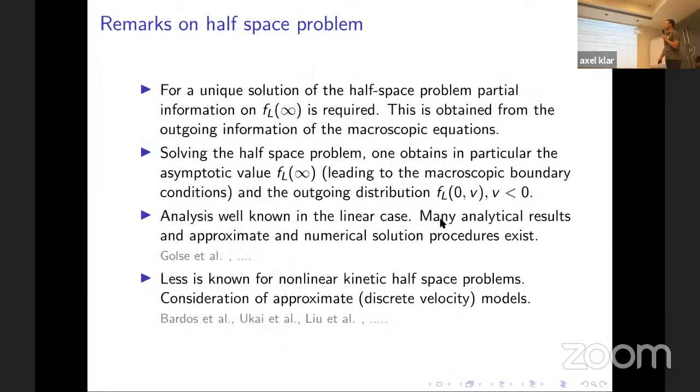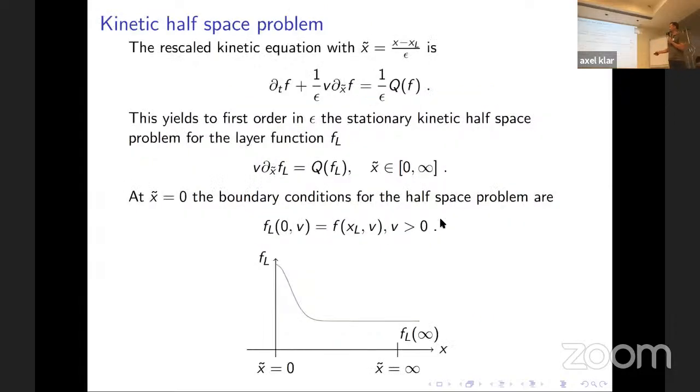So now a few remarks without going into too much detail here. For a unique solution of this half-space problem, actually we need some partial information at infinity. So you won't be able to solve the problem just by knowing the ingoing distribution. And that's in some sense natural, since that's the outgoing information from the macroscopic equation, which provides you with this ingoing information for the half-space. So there must be sort of a relation between those. So the half-space problem needs conditions at 0 and at infinity.